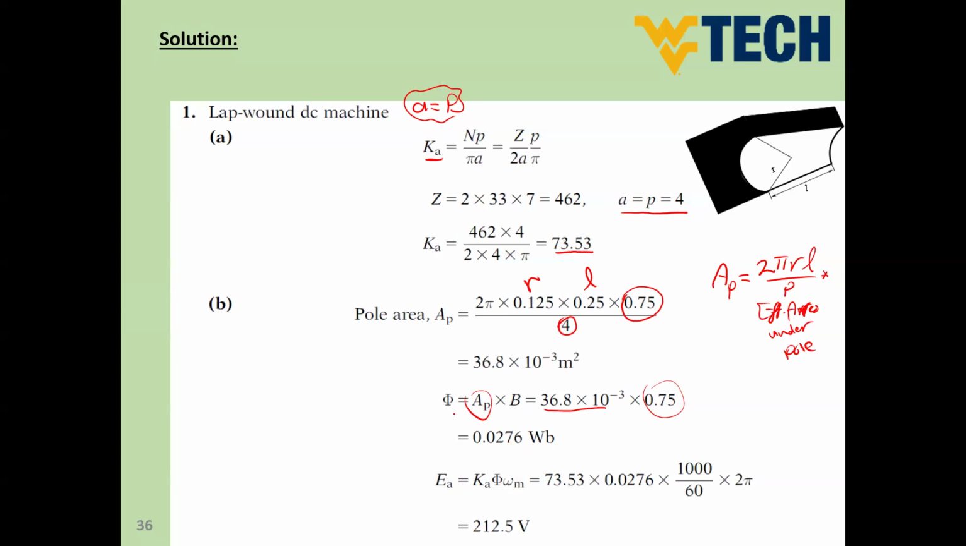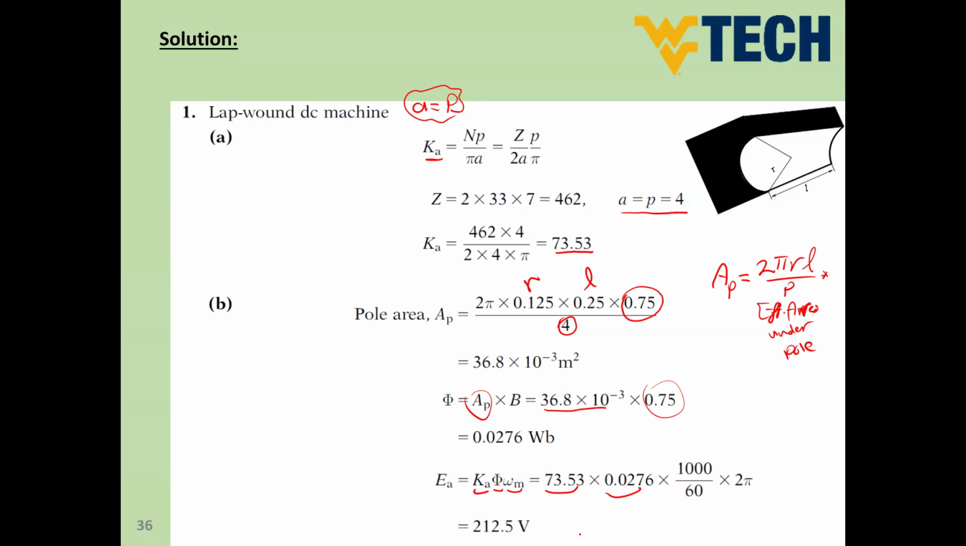So this is phi. Now we can say the induced volt equals the machine constant times phi times omega. So machine constant we calculated before, it's 73.53 times phi times our speed. Speed omega is in radian per second, and here we have speed in RPM. So in order to convert RPM to radian per second, you have to multiply times 2 pi divided by 60 or pi divided by 30, the same, okay? So we can get the induced voltage, which is 212.5 volts, okay?